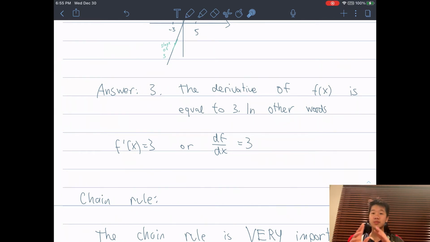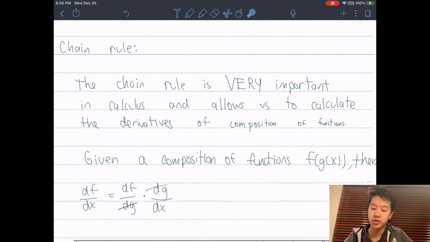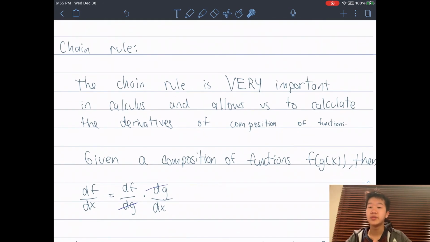So that was great. So we're now going to proceed on to another concept which is called the chain rule. The chain rule is a very, very important rule in calculus, and it allows us to calculate the derivatives of composition of functions. So what this means is that it allows me to calculate the slope of a certain function where that function is actually a function applied to a function. So we'll see what this means.